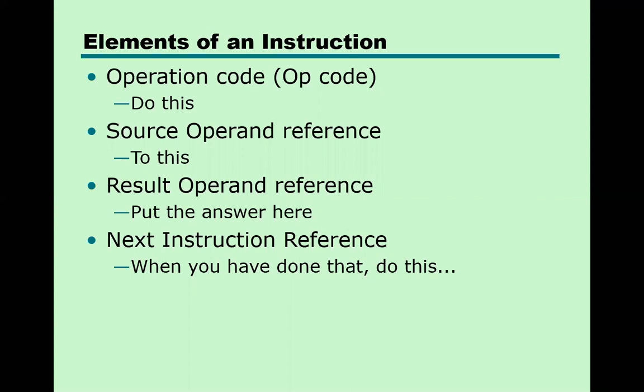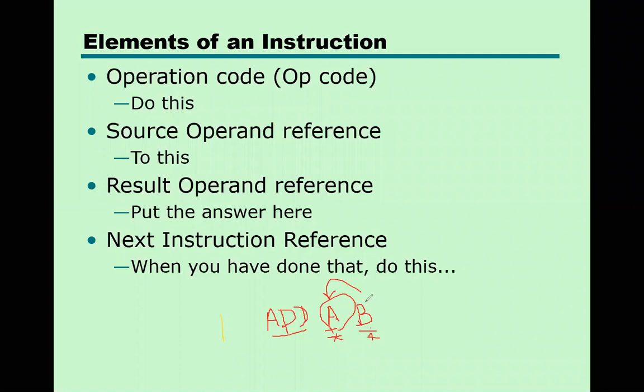There are the source operand and the result operand. If you are writing add A B, this is your opcode and these are the operands, the source operand and the result operand. After the addition, your result will be stored here. So the addition is done on this, which is the source operand, and this is the result operand. After addition, your answer will be put into A.